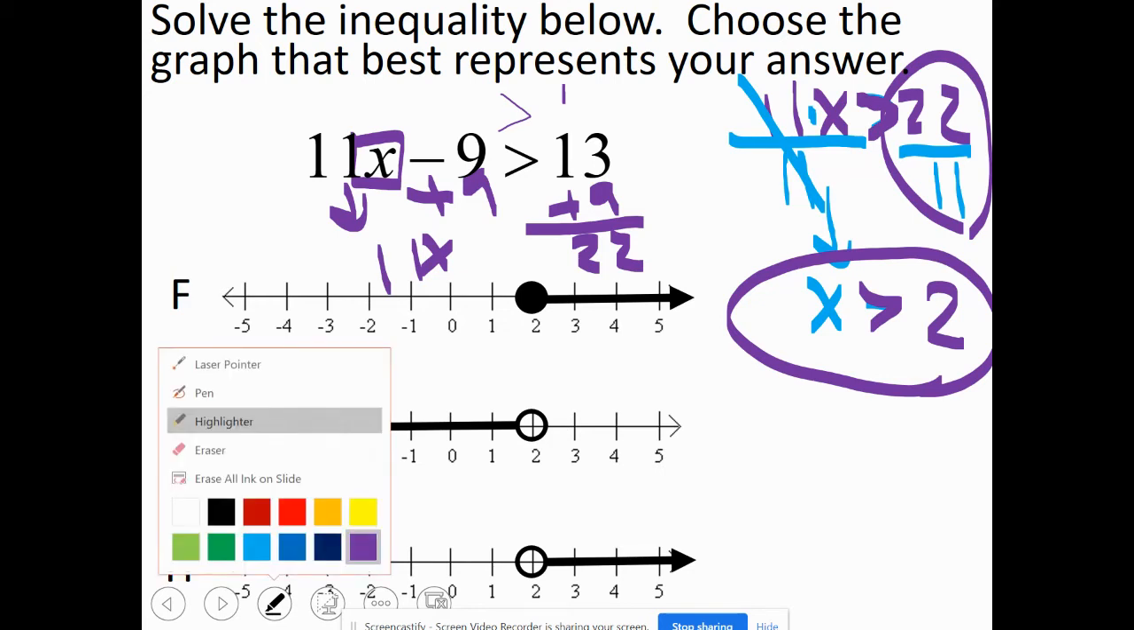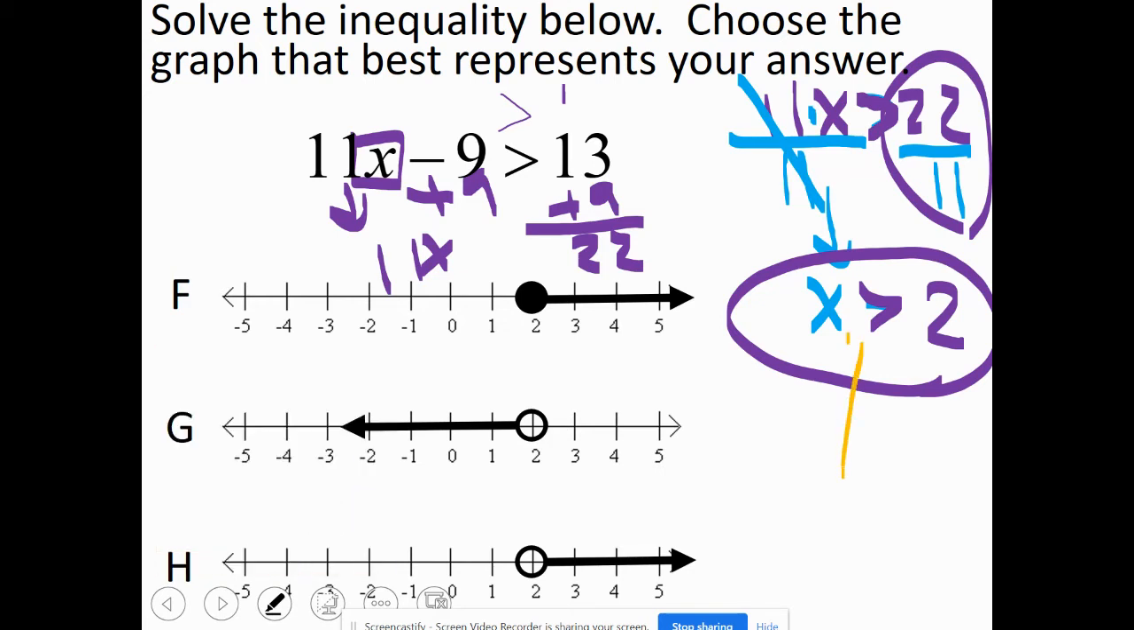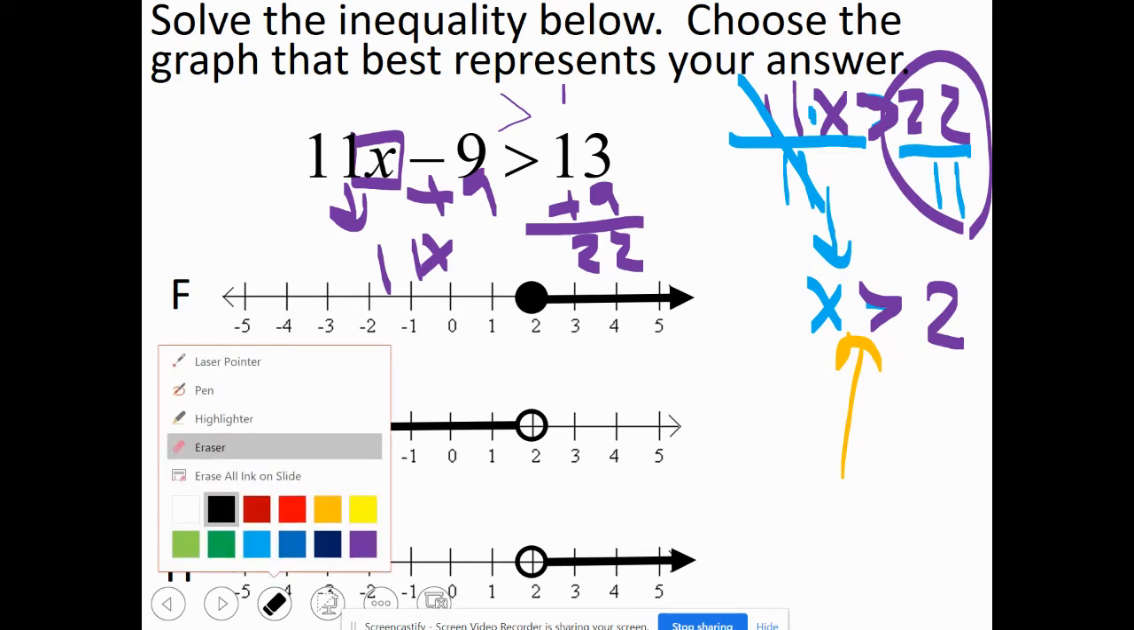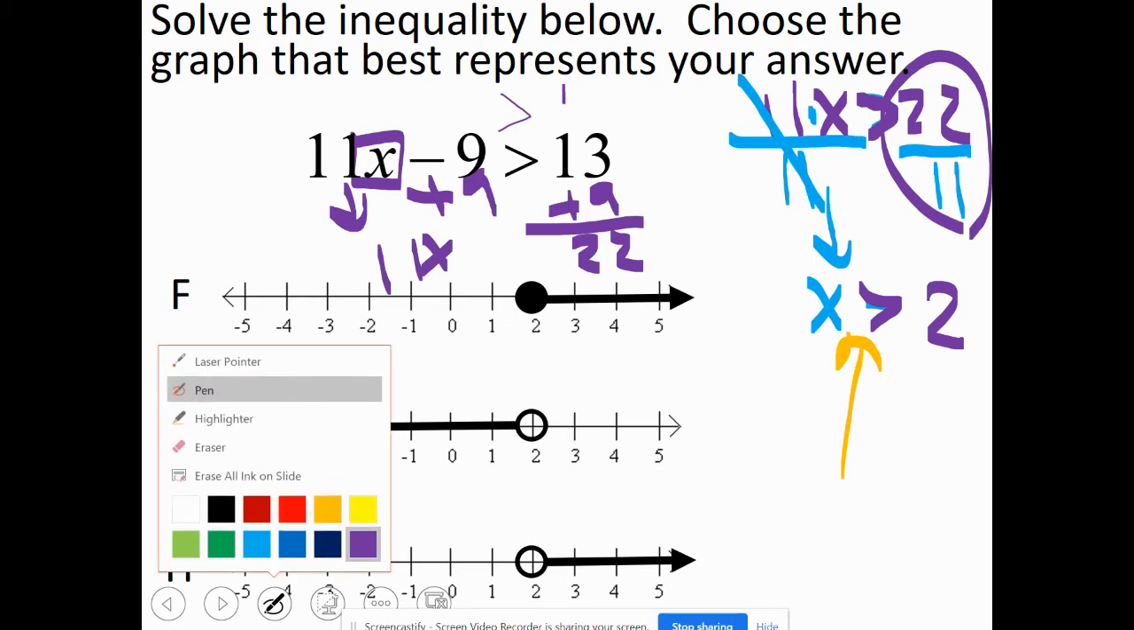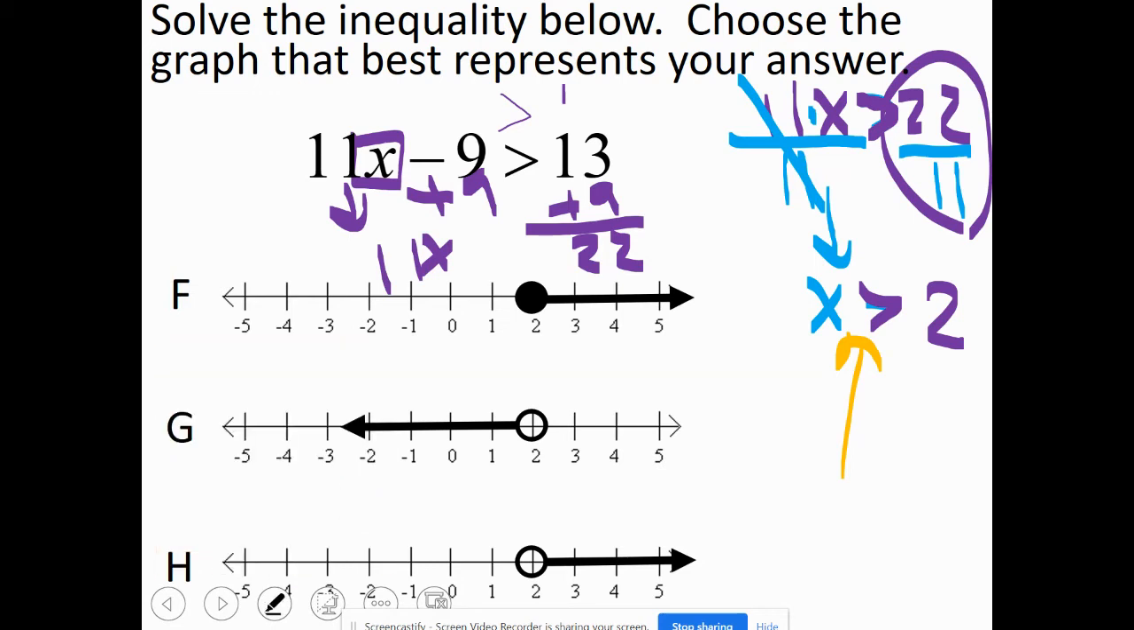So we want to look for a graph that best represents this. Now, if we look at it, the inequality is opening up towards the x. It's getting bigger towards the x. The wider end is on the x. Because it's opening up towards the x, this is greater than, okay? So we want to look for a graph that first represents numbers that are greater than 2, like F.